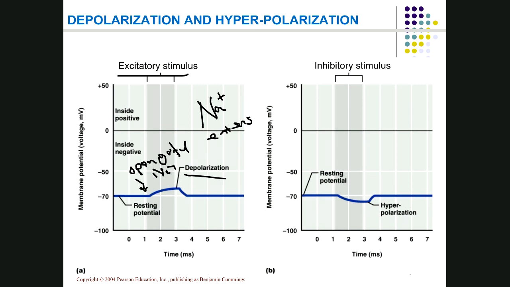And then an inhibitory stimulus, a hyperpolarization. Which ion is involved? Potassium. And what does potassium do? Does it enter the cell or leave the cell? It leaves the cell. And again, the way it does that is I'm going to open a gated potassium channel. Does it make sense? Can everybody interpret this graph? Or these graphs?